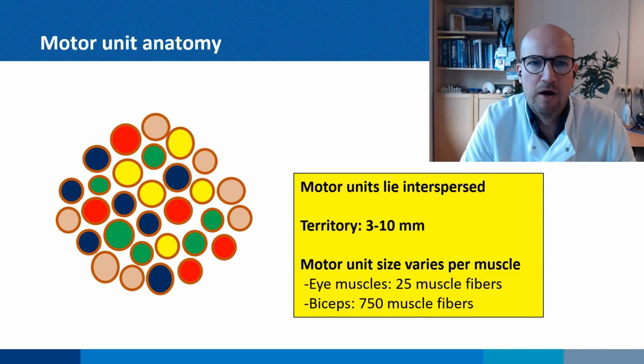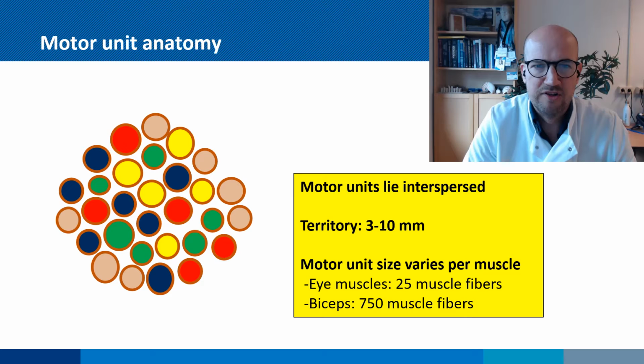Muscles are innervated by a large number of motor units that lie interspersed within the muscle, each with a territory of about 3 to 10 millimeters. It's important to realize that the size of the motor unit varies substantially between muscles. Smaller muscles that require very precise control, such as eye or hand muscles, have smaller motor units, whereas less sophisticated muscles requiring less subtle commands can do with much larger motor units. For example, eye muscle, among the smallest and most subtle muscles we have, has motor units as small as 25 fibers, whereas a motor unit in a biceps can encompass several thousand muscle fibers.